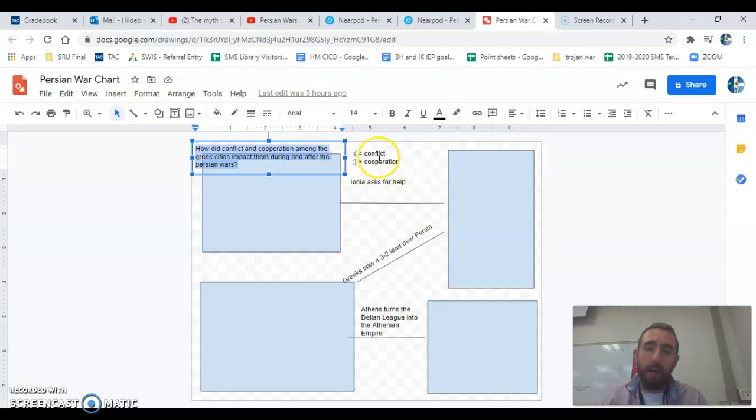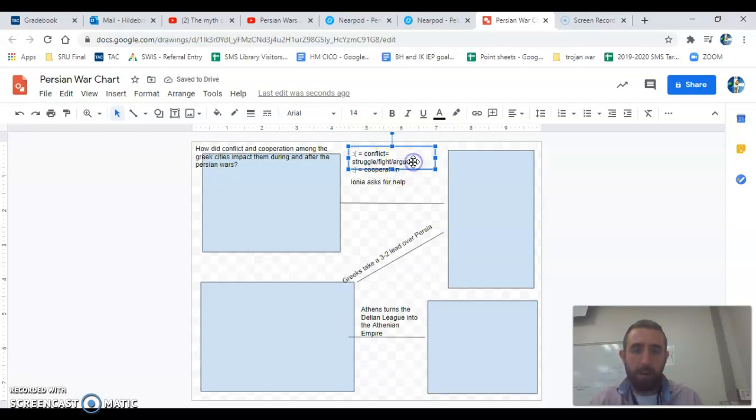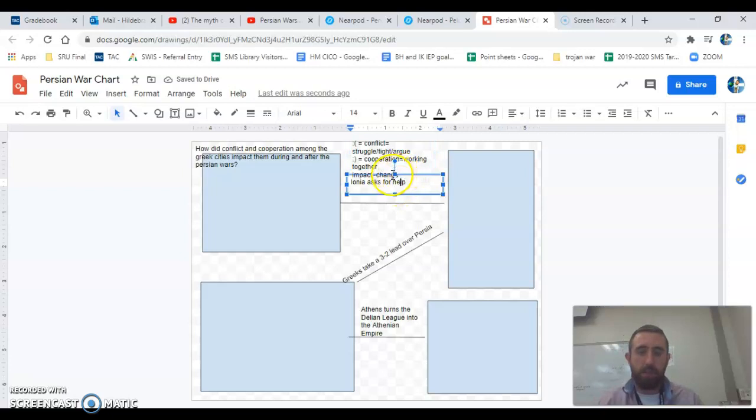First thing we did was we defined conflict, and that we defined as struggle, fight, argue. Then we talked about cooperation, and we defined cooperation as working together, helping each other. And then there is one more word I want to add, and that is impact. We can summarize that by saying change. Change. Let me move this down so it's not as confusing.